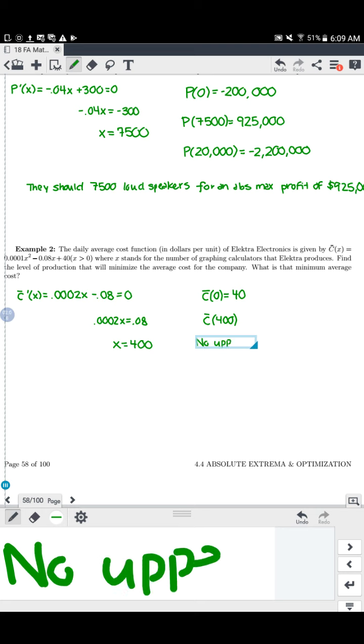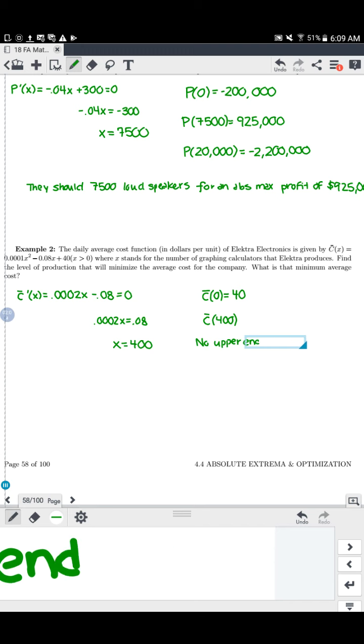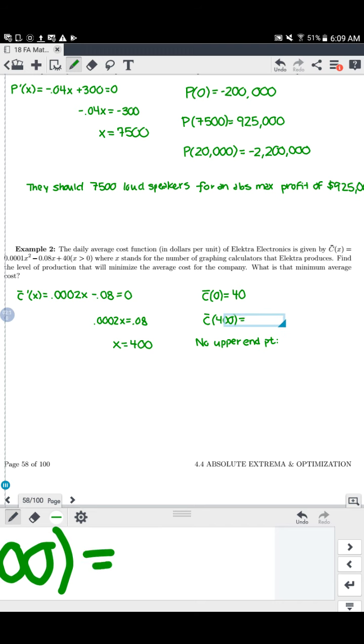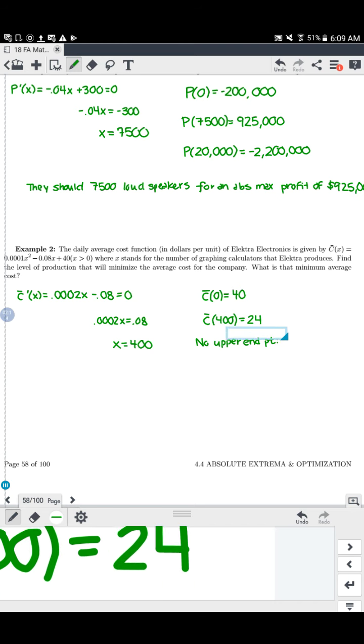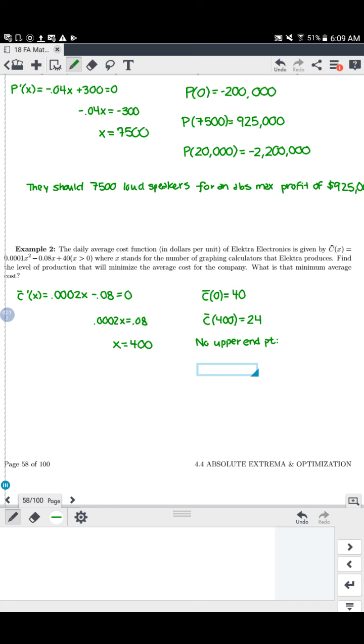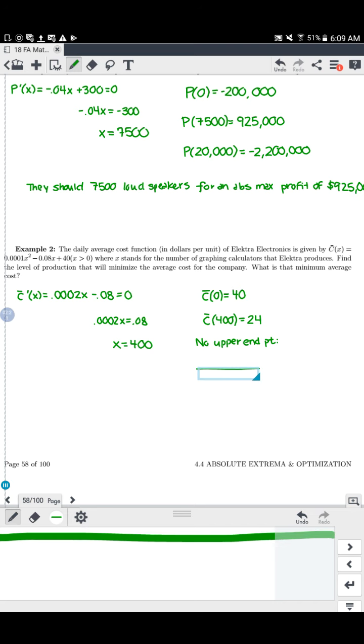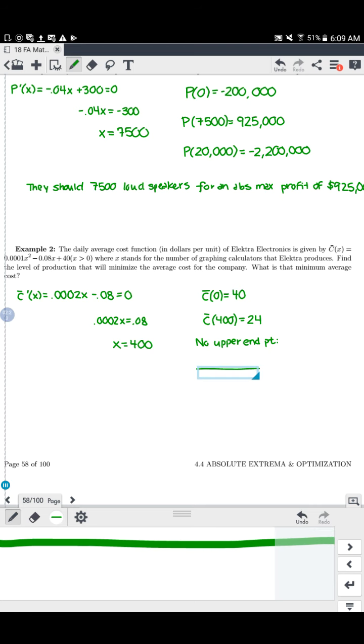So if I am missing endpoints, it's just like before. We need to make sign charts. But I could plug this in, see what the y value is. C of 400 when you plug into the original function is 24. But since I don't have an upper bound, I need to see, is that actually the absolute min, or is there possibly a min somewhere else? So I'm going to plug in my sign chart into the derivative.